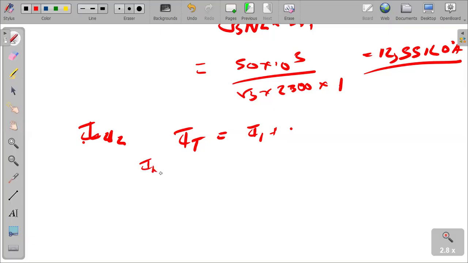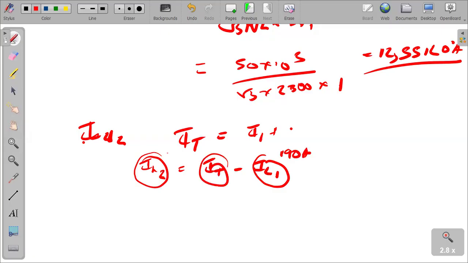IL2 is going to be equal to IT minus IL1, where we are saying now IL2, for the machine, is the one we are going to calculate using IL1. The one we are now calling our I1 is the 190 amperes that we have been given. And the IT shall be the one that we get after summing up, of course, vectorially, the currents we have, the IL1, IL2 that we have calculated from this.